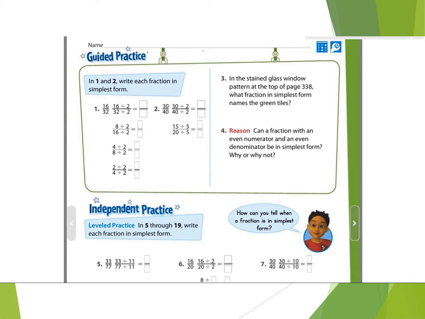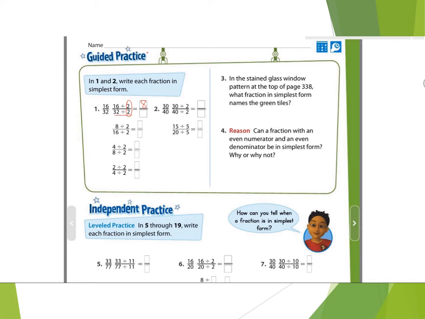Let's do some practice on page 339. Okay. Let's look at number 1. Got 16 over 32. Both of those are even numbers, so we know both of them are going to have a common factor of 2. 16 divided by 2 gives us 8. 32 divided by 2.